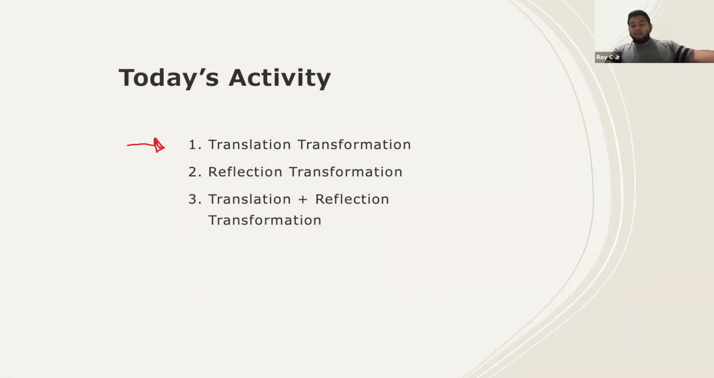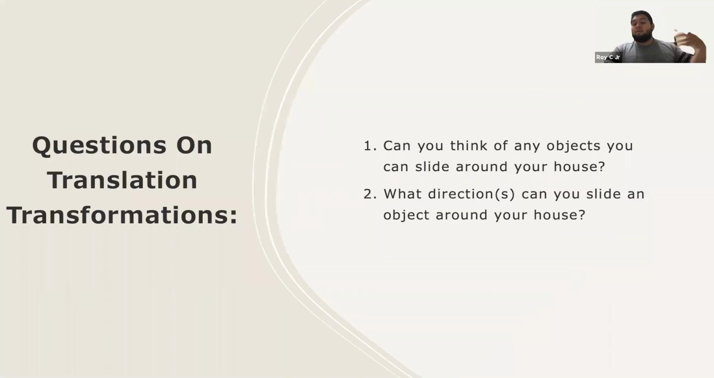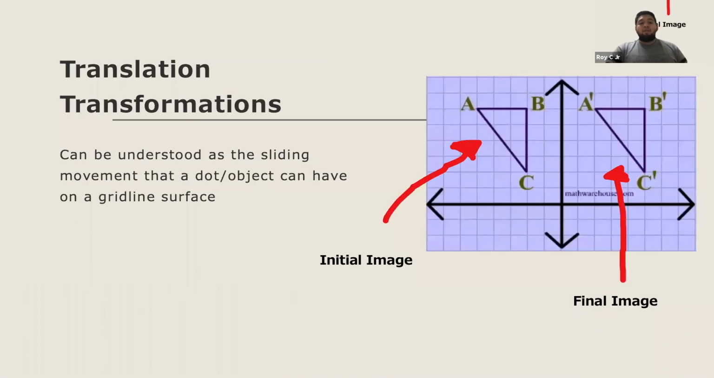Okay, we're going to start with translation transformations, and I want you guys to think about what kind of objects you can slide around your house and what direction or directions these objects can be slid around your house. Okay. And a translation transformation can be understood as the sliding movement that a dot or object can have on a grid line surface. And here's an example that you guys can see.